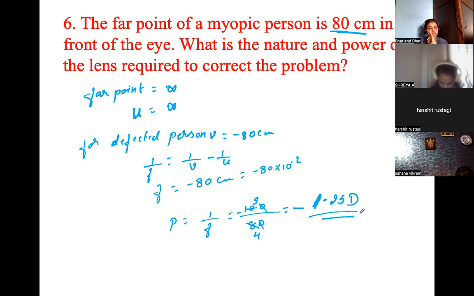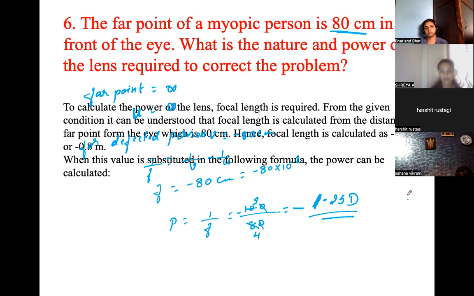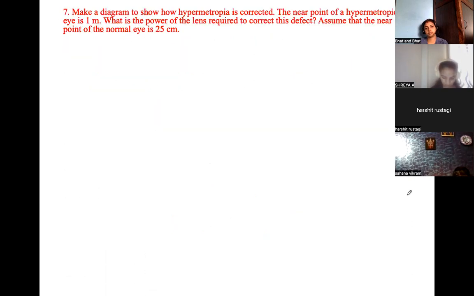Shall we move on to the next one, children? Make a diagram to show how hypermetropia is corrected. The near point of a hypermetropic eye is 1 meter. What is the power of the lens required to correct this defect? Assume that the near point of a normal eye is 25 centimeter.